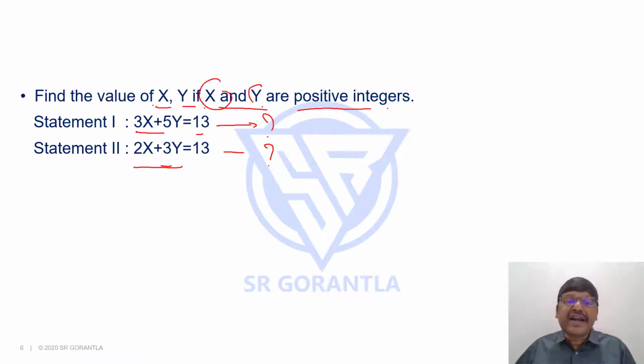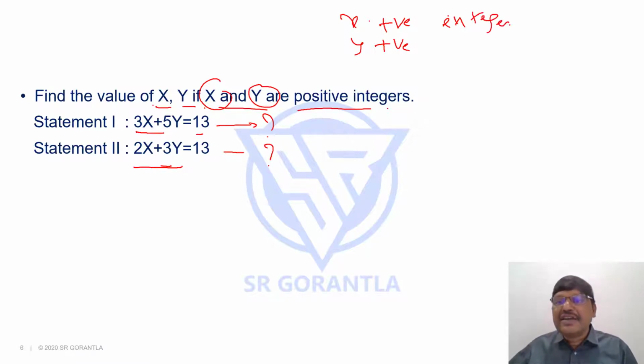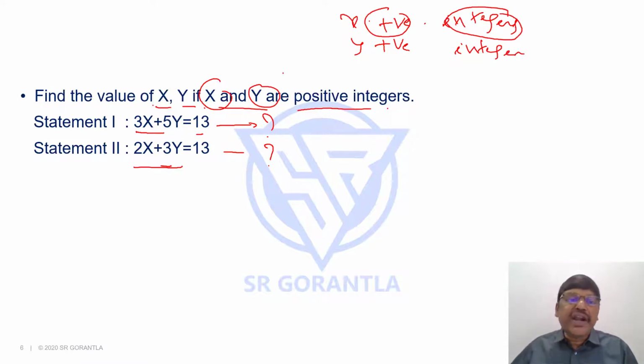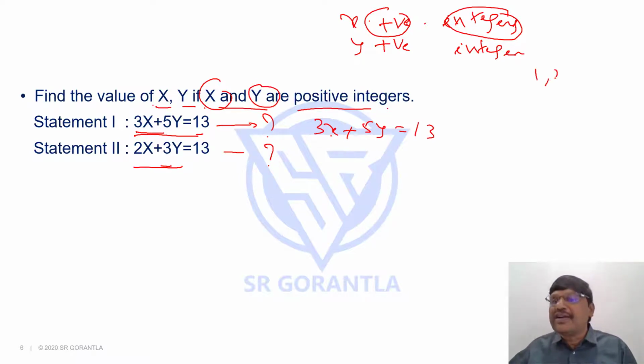Please understand, there is a condition here. x and y both are positive. Not only positive, they are integers. They cannot be fractions. They cannot be decimals. They have to be integers. Because I have put two conditions, with these two conditions, can one equation give me an answer? You have to check. Students, sometimes it does, sometimes it doesn't. Let me check, students. 3x plus 5y is 13. And you know, x and y are positive integers. What do positive integers mean? Positive integers mean natural numbers, 1, 2, 3, 4, 5 and so on.